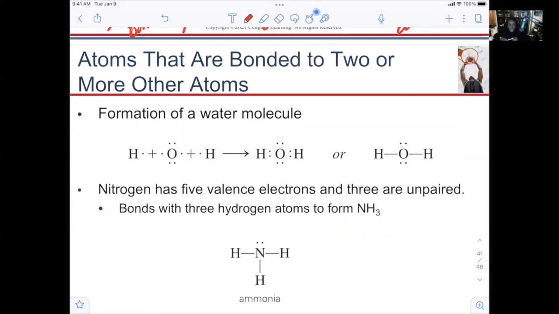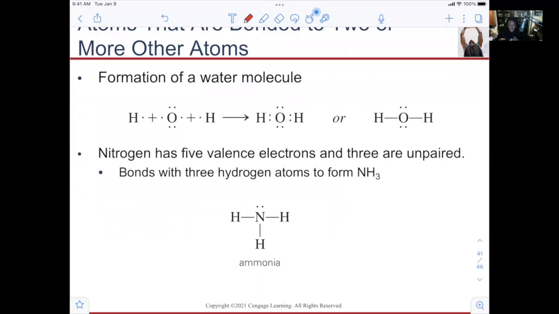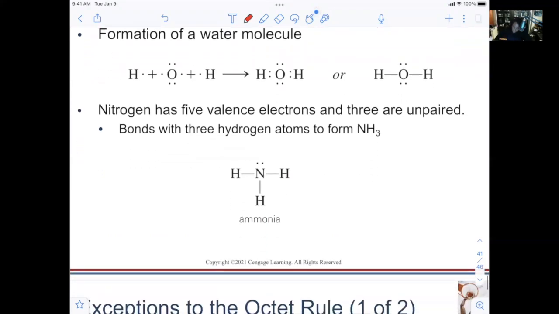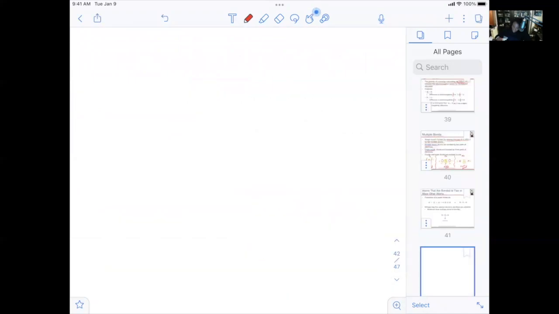So here they're showing you the formation of a water molecule. Now, by the way, this process here is not using the elaborate Lewis steps. I'll show you that in the next chapter. The Lewis steps. So here we have the formation of a water molecule. Essentially, it's showing you how the water molecule is formed. So let me draw this on a separate page. This is not the proper Lewis format.